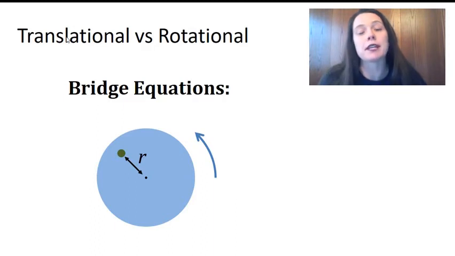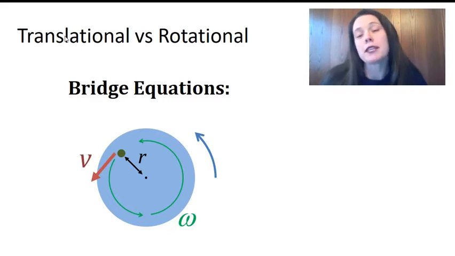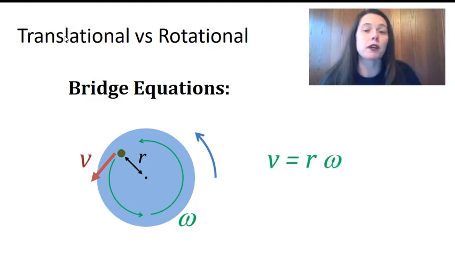The rotation is happening in the counterclockwise direction at a speed, an angular velocity, omega. If we just look at that particular point, it's moving down and to the left with a velocity v in meters per second. The relationship between this angular velocity and the linear velocity is given by the equation here. v equals r omega.